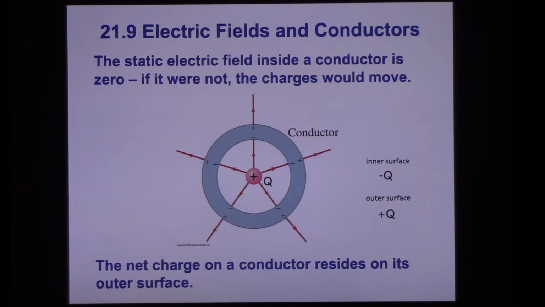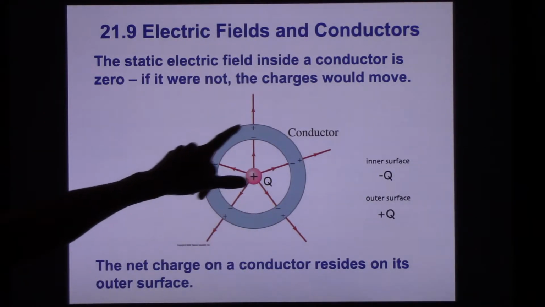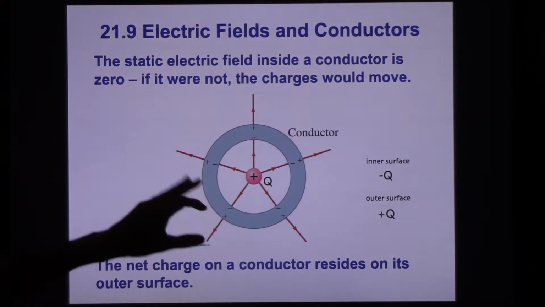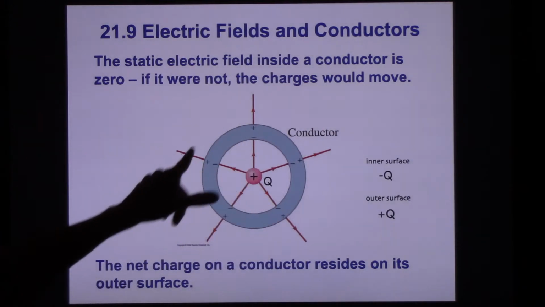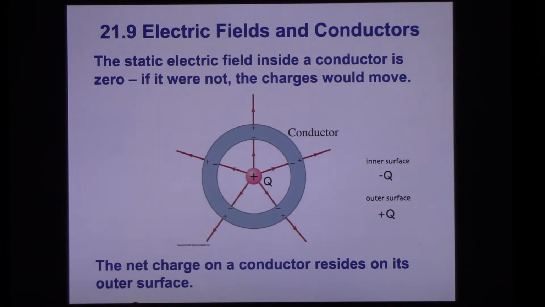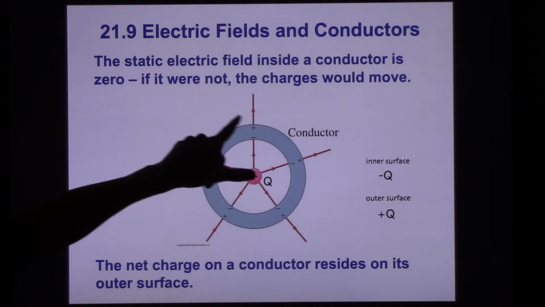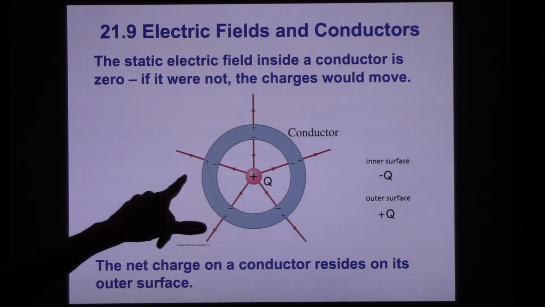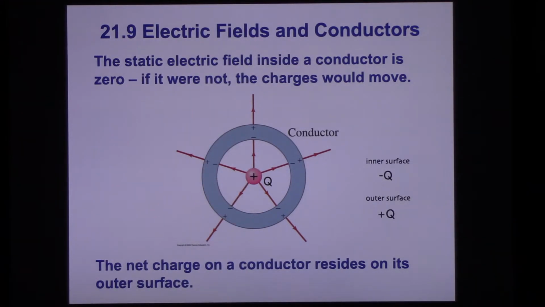And in particular, we'll see this in the next chapter, we can show that in order to maintain zero E field inside the conductor, what happens is there's going to be a positive charge established on the outer surface. So the inner surface becomes negatively charged, the outer surface becomes positively charged. There's no E field at all within the conductor itself.